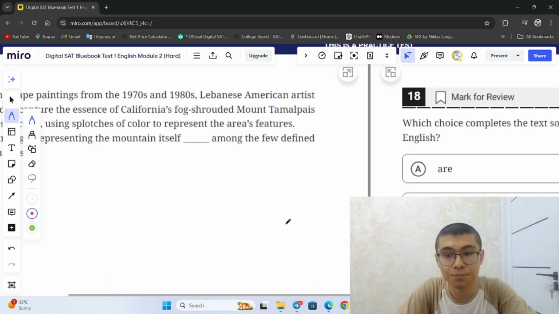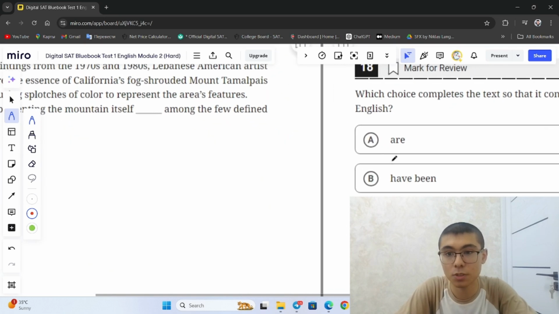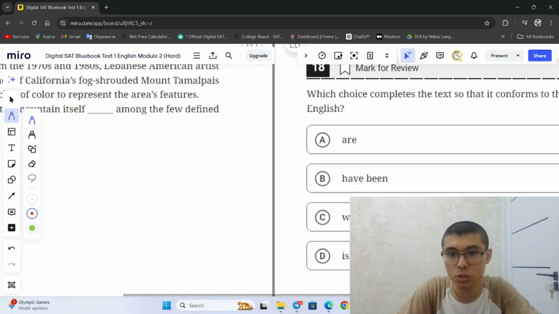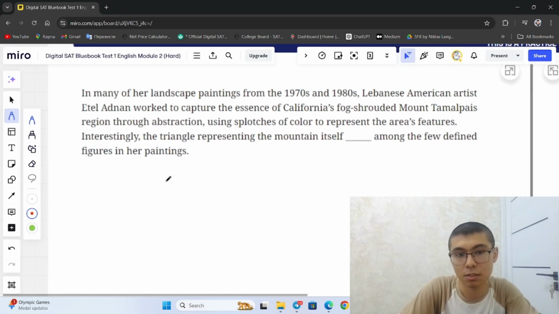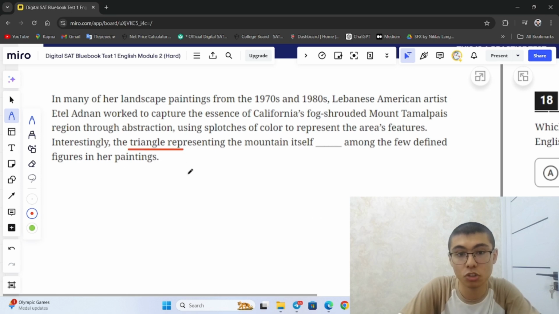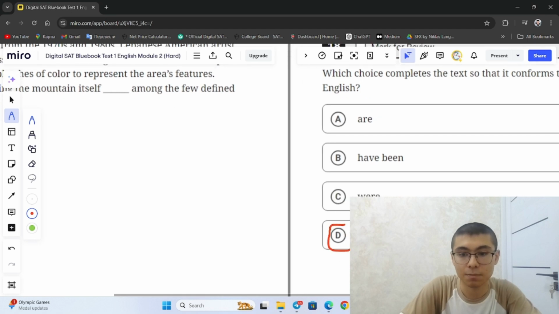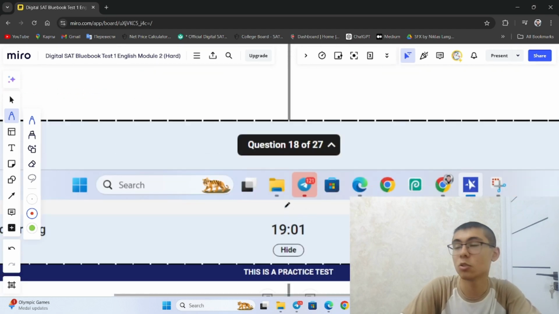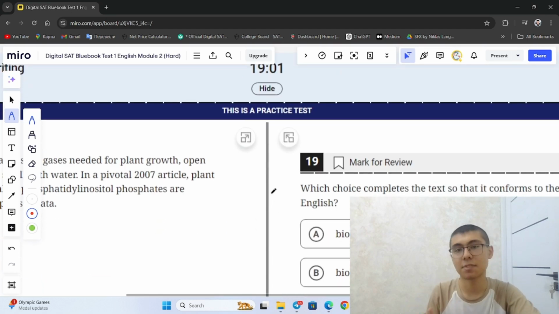Question number 18. In this case, from the choices, I can see that three choices are in plural, and the only one that is singular is D. So still, let's have a look at the text. Interestingly, the triangle representing the mountain itself. So triangle is singular, right? So D is correct. That's easy. You can answer these questions in like 5-10 seconds.